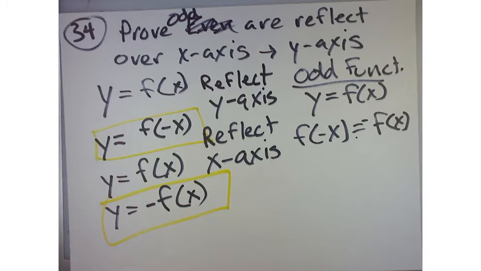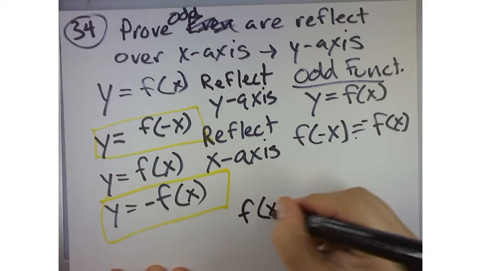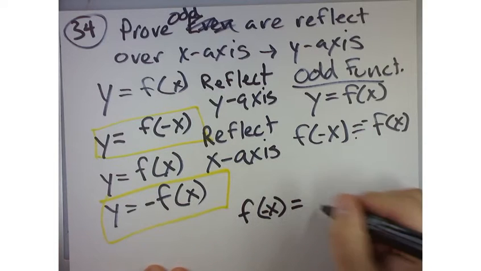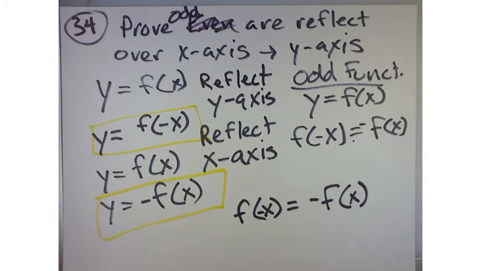Well, if they both equal y, aren't I saying that this is equal to this? Does that make sense? Now, that's not a real formal proof.